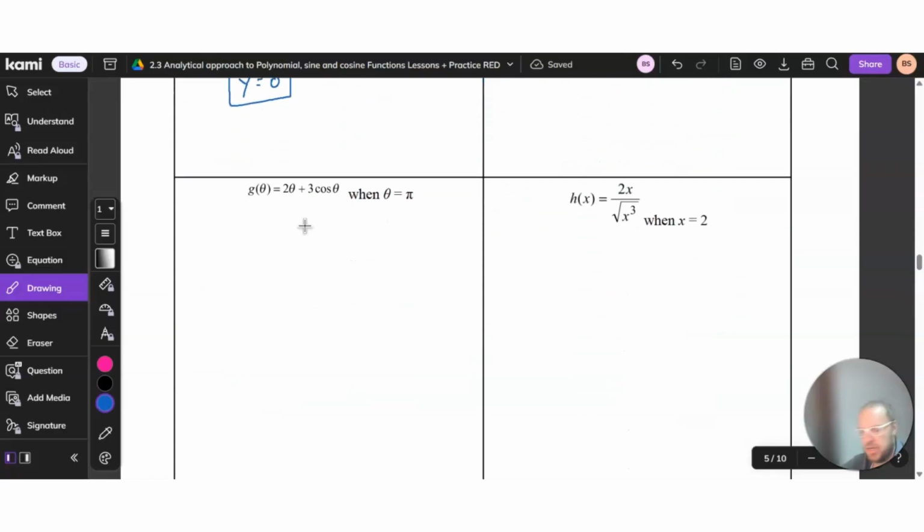All right, so on this next one, again, we're dealing with some trig here. There's nothing that I need to do to split anything, so I can just go straight to what that derivative is. The derivative of 2 theta is just 2. The derivative of cosine is negative sine, so this would be negative 3 sine theta.